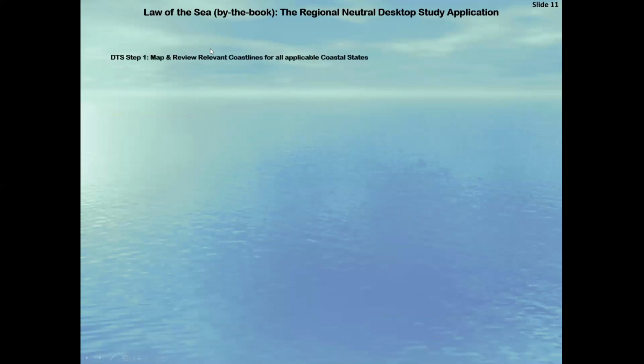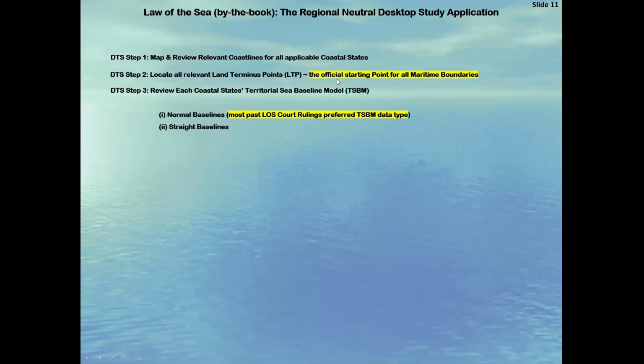Law of the sea by the book. This is how Peter and I address all of these global studies, what we do everywhere on the planet. Desktop study, map and review the relevant coastlines for the states. Desktop study step 2, locate the land terminus point. This is the official starting point for all maritime boundaries.